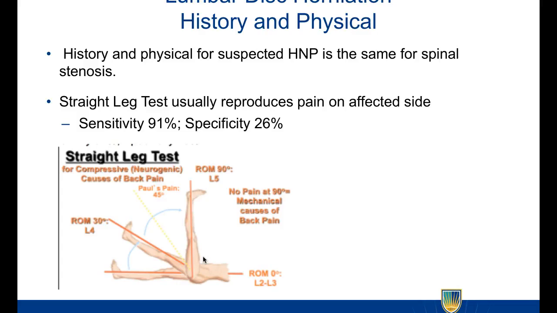Straight leg test usually produces pain on the affected side between the angle of 30 and 60 degrees. With knee extended, raise the leg until pain is reproduced, then slowly lower the leg until pain is gone. The provider should ensure the foot is dorsiflexed for testing accuracy. The sensitivity is 91% and the specificity is 26%.